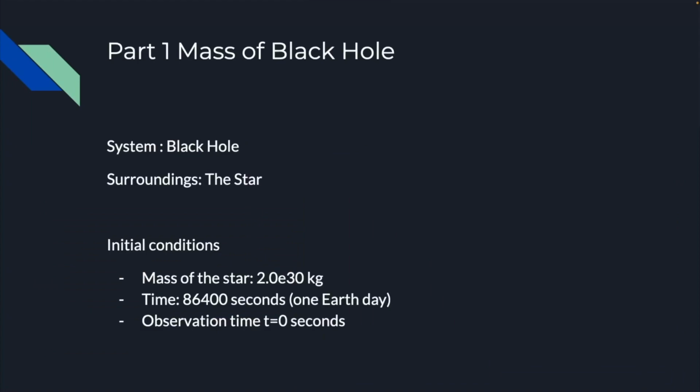The first part of this lab was to find the mass of the black hole. The system is the black hole, and the surroundings are the star. The initial condition is that the mass of the star is 2.0 times e to the 30 kilograms, and the time is 1 day on Earth, with the observation time starting at t equals 0 seconds.